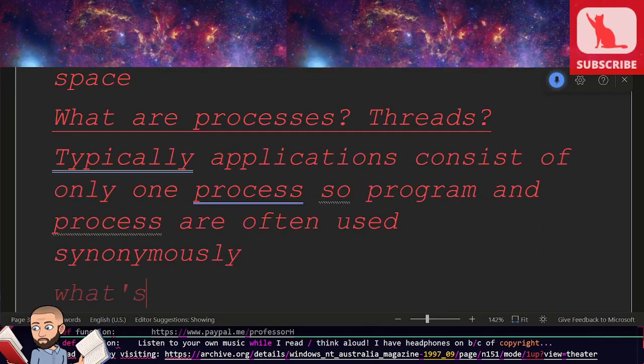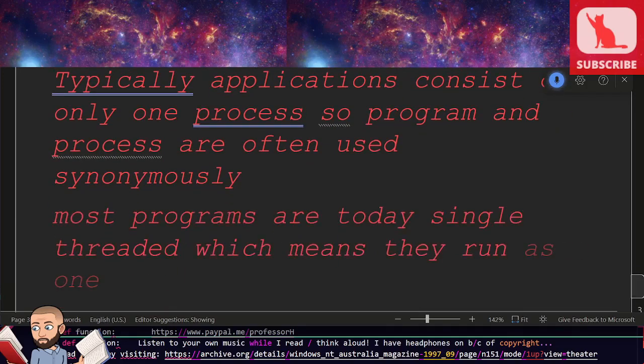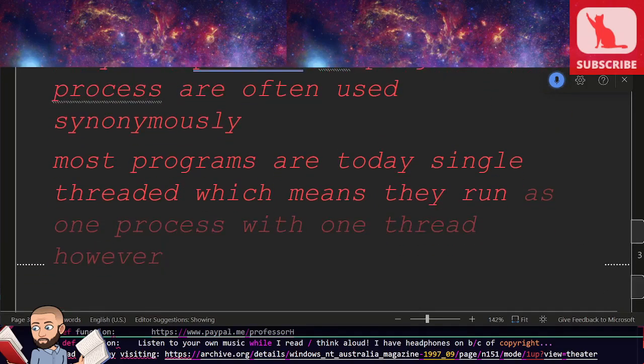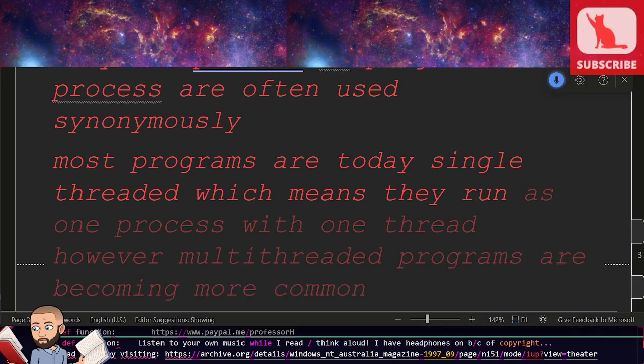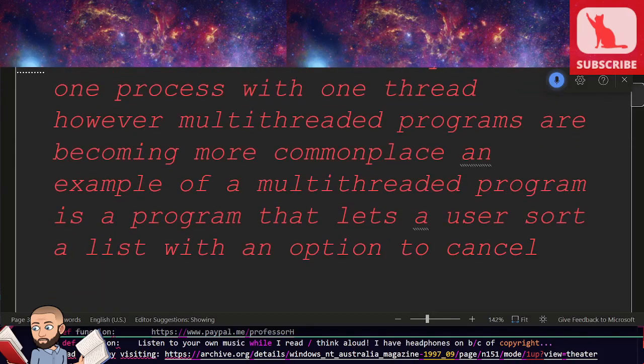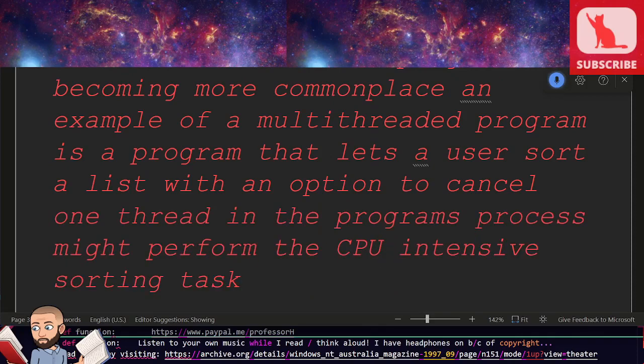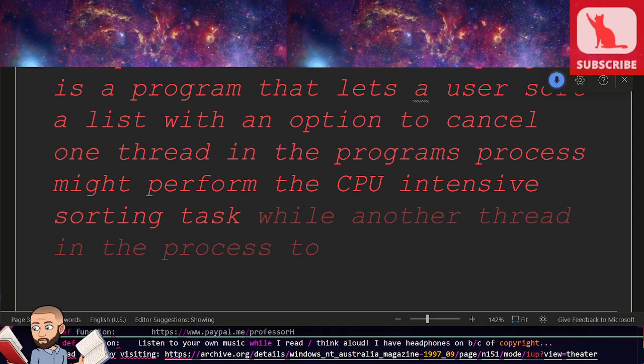Most programs today are single-threaded, which means they run as one process with one thread. However, multi-threaded programs are becoming more commonplace. An example of a multi-threaded program is a program that lets a user sort a list with an option to cancel. One thread in the program's process might perform the CPU-intensive sorting task, while another thread in the process displays a how-to-cancel message to the user and waits for a response.